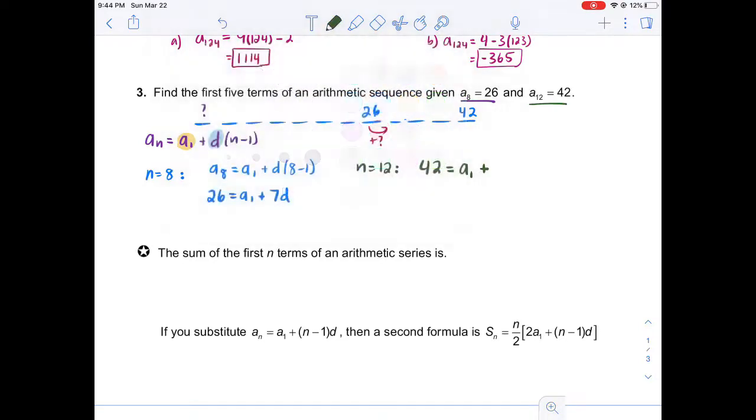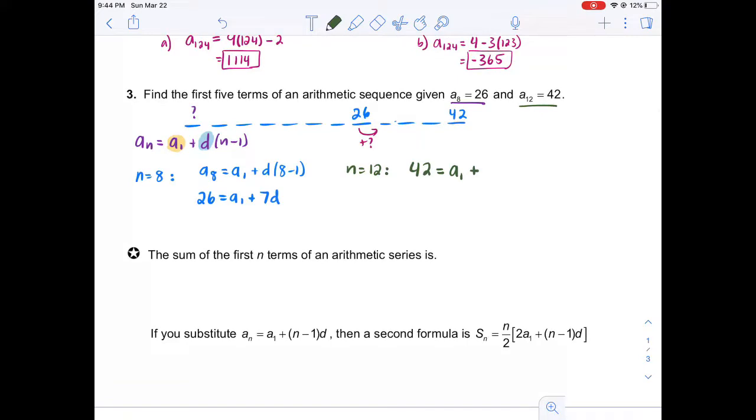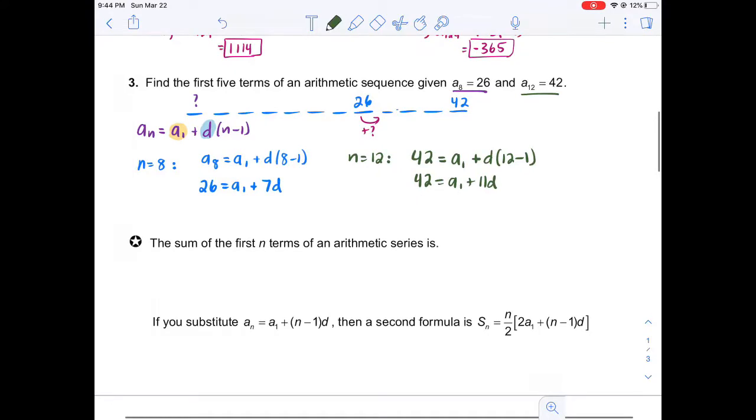If you were confused why I got 41, I was looking at the answer. It is n minus 1, and n is 12. So that should be 12 minus 1, which would make this 42 as A1 plus 11D. Thank you for sticking with me here. Okay, that's a little bit better. 11D, that's what we want.